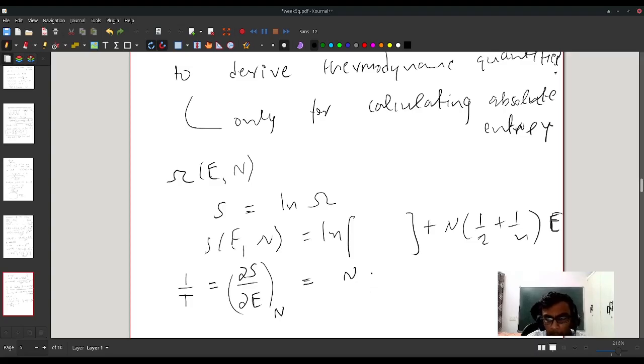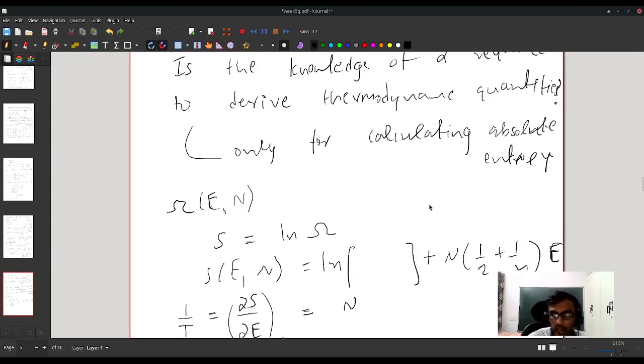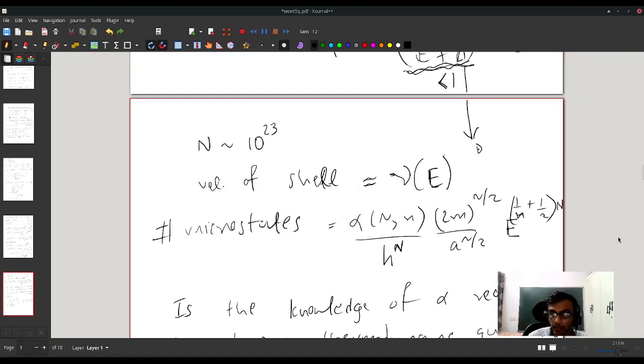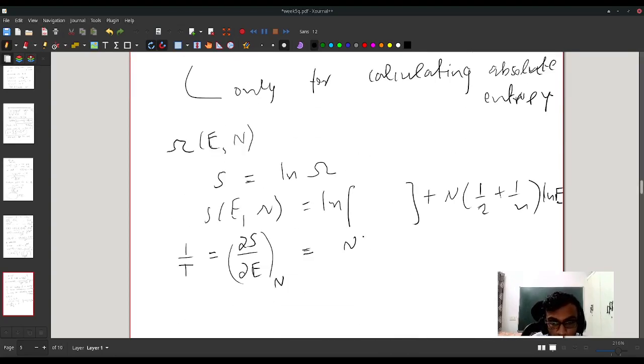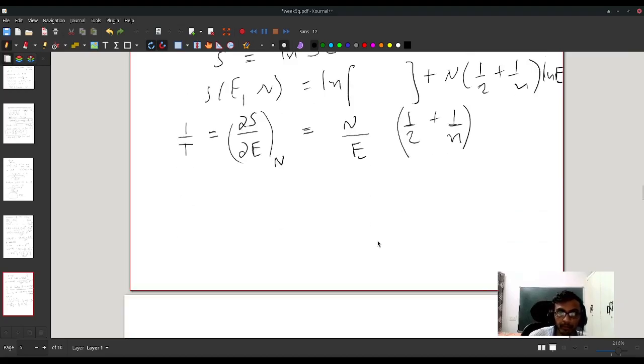Is something wrong? Oh yes, it is log E, sorry, in this previous step it is ln E. So then E as a function of T is going to be, or let's say E by N, the energy per particle, is going to be T times half plus 1 over n times T.